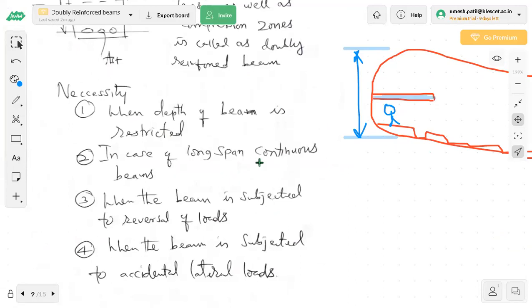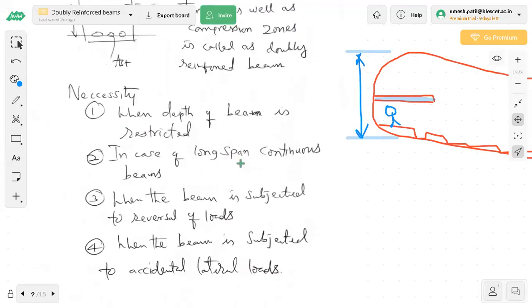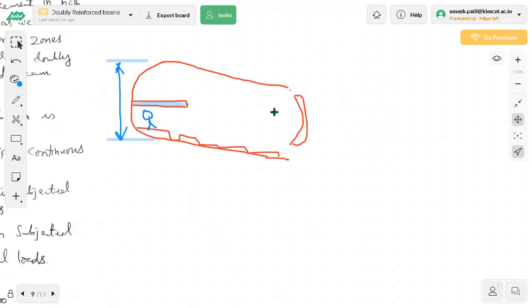Okay. In case of long span continuous beams, if the beam is continuous over several supports, what happens near the section is that the tension zone will be above the neutral axis. So this is a very important observation that you need to understand here. I'll show you this one. Observe what is the meaning of this.